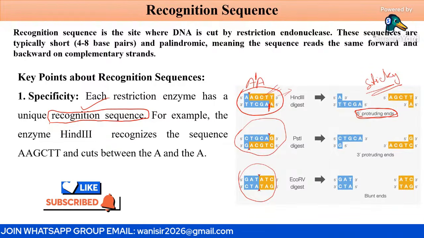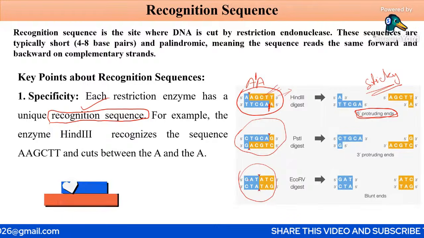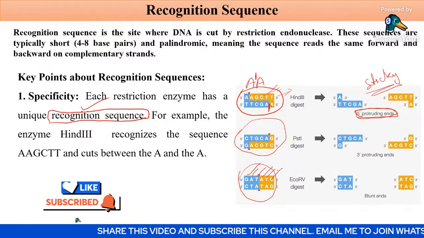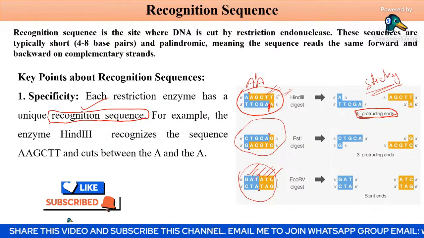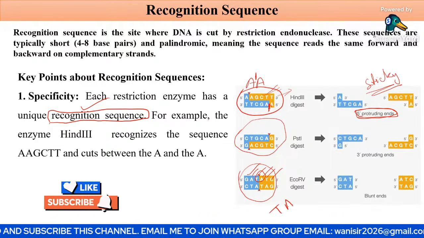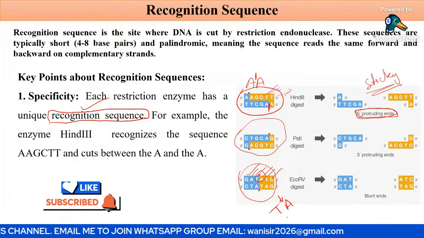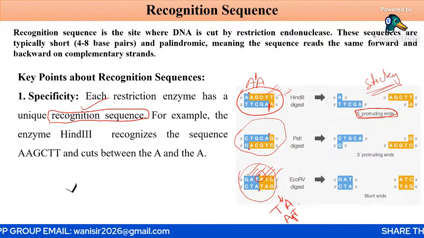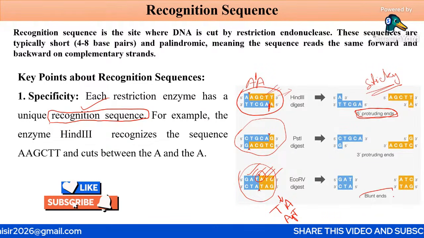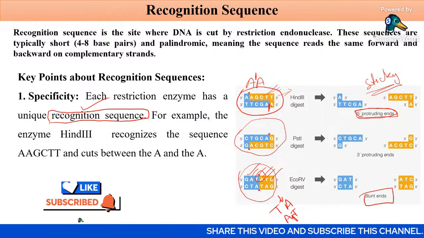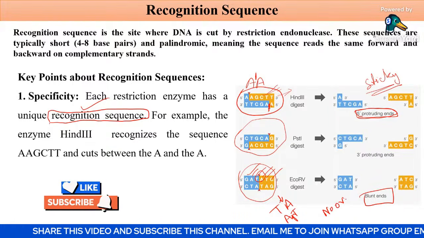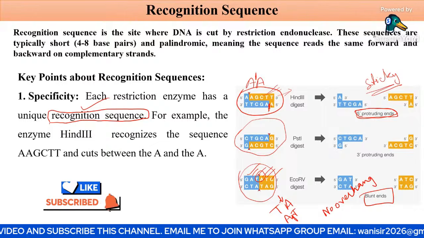And you can also see EcoRV digest. Its recognition sequence is GATATC, and it cuts between the T and A, that is T and A. It makes the cut here, and below it will make the cut at the same side, that is the T and A side, and this is called a blunt end cut. So you may have understood what is the blunt end cut, where there is no overhang, or there is no protruding end.